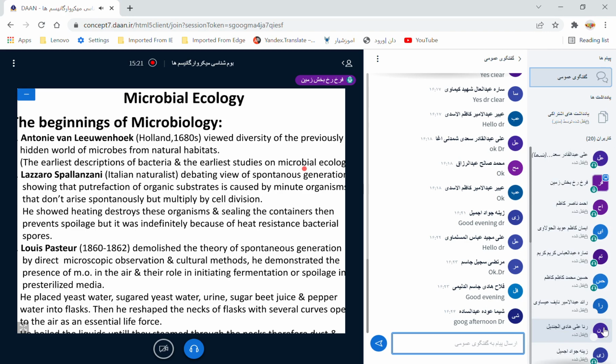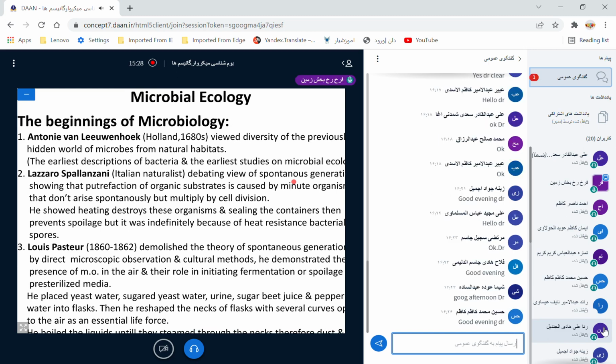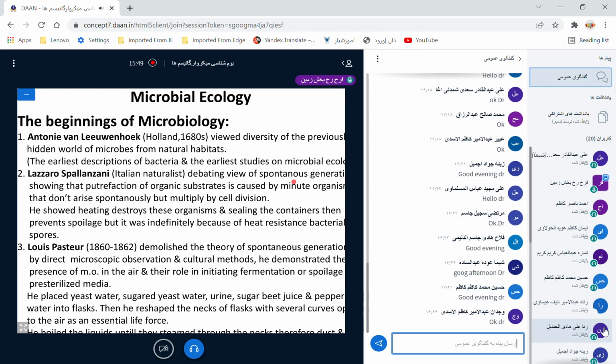At that time, there was a hypothesis with the name of spontaneous generation. What is the meaning of spontaneous generation? It means one living thing coming from nothing. What is nothing? One living thing coming without a parent. So right now we know it is impossible. Any living thing has parents or a parent.